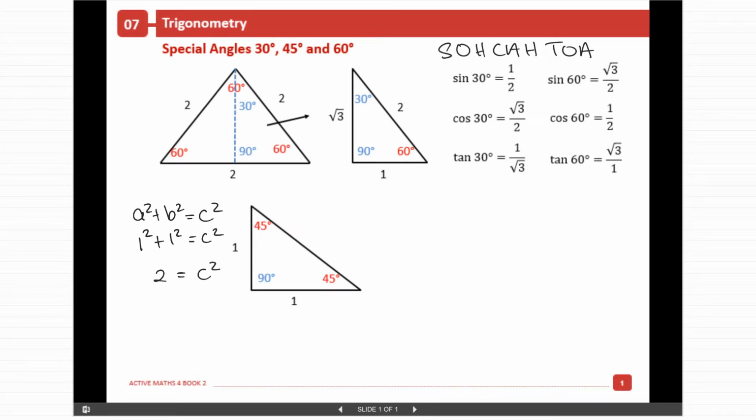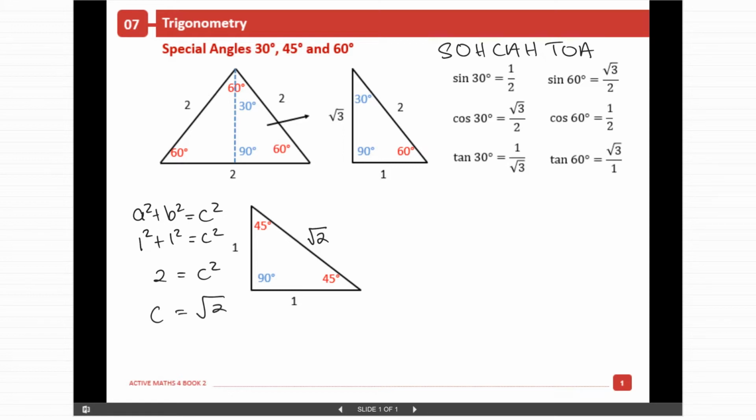2 is c squared, so c is equal to the square root of 2. Okay. So we will be looking at this construction later on. And one of the things you need to know for the Leaving Cert is how to construct a length of root 2. And this is how you would do it using a right angle triangle where each of the other two sides is 1.